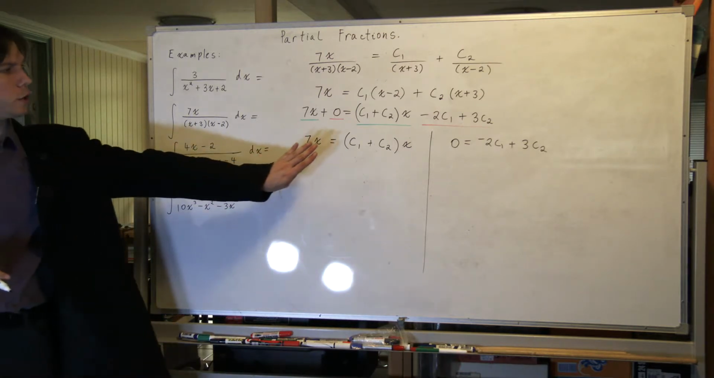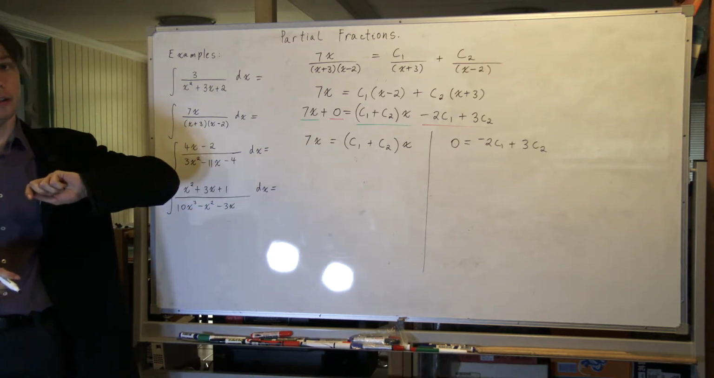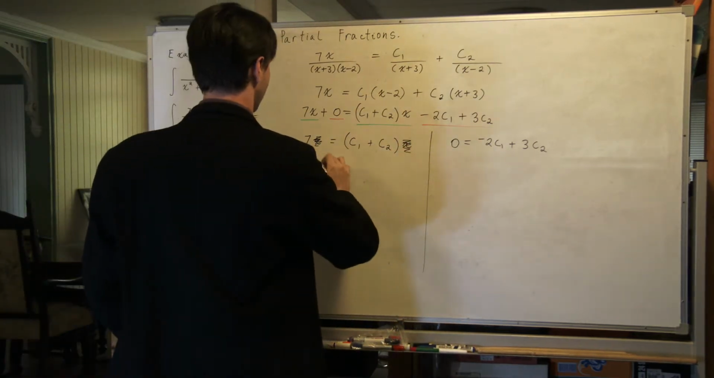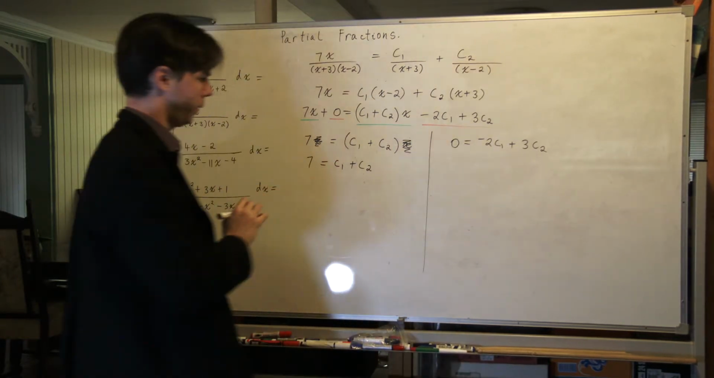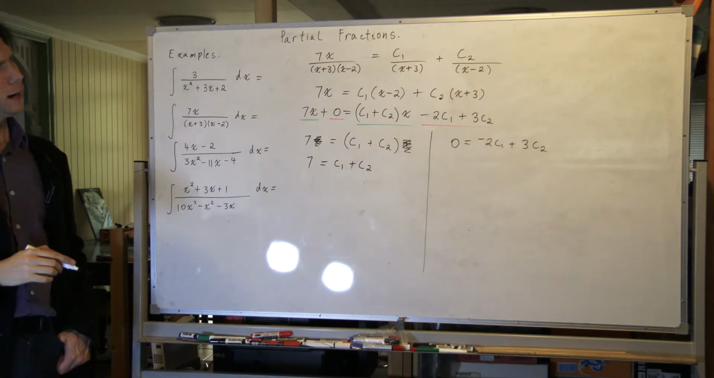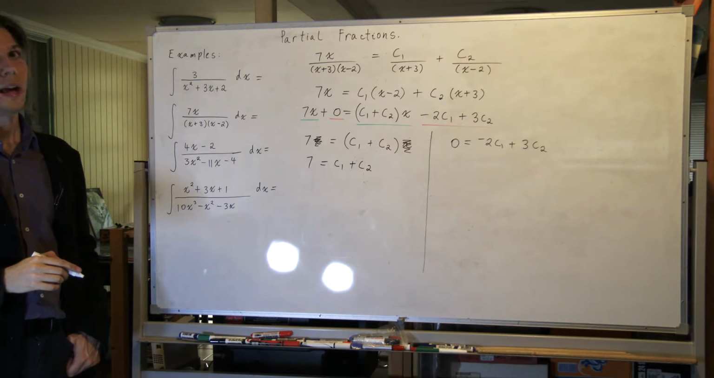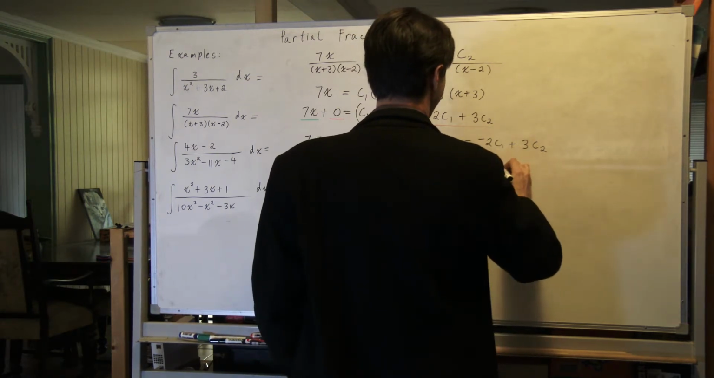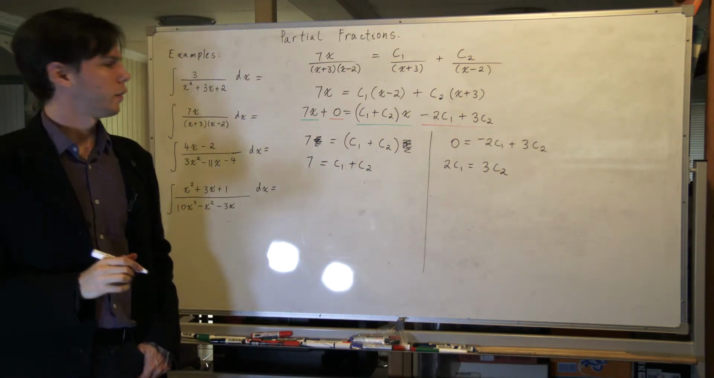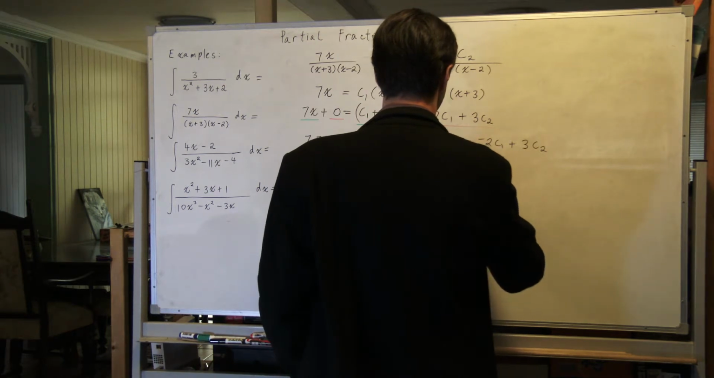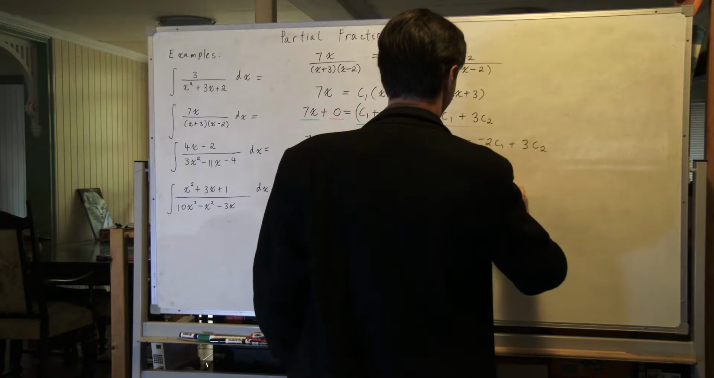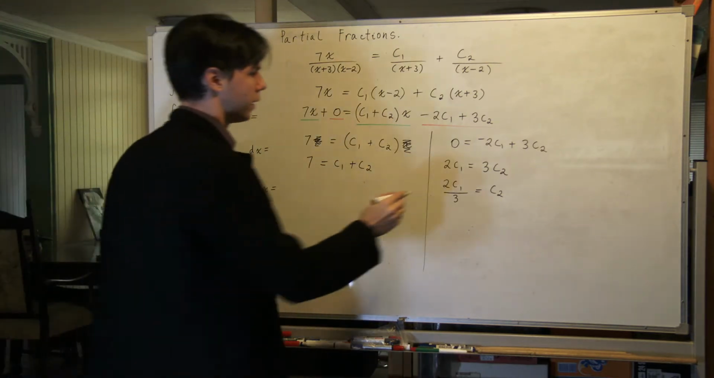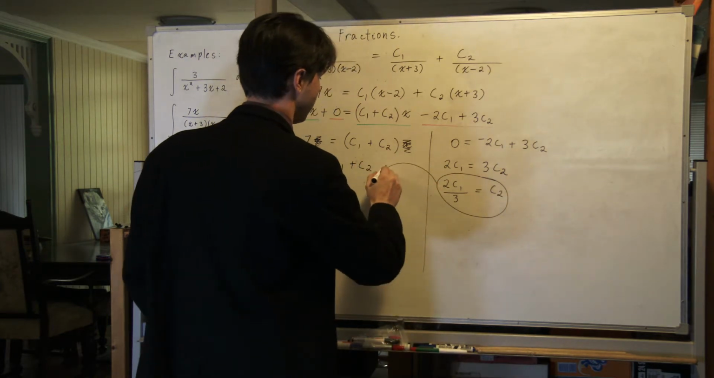So on the first equation, I just divide everything by x. So c1 plus c2 equals 7. On the second equation, let's go ahead and add 2c1 to both sides, and then divide both sides by 3. So everywhere I see c2, I can replace it with 2/3 c1. That's going to be useful over here.